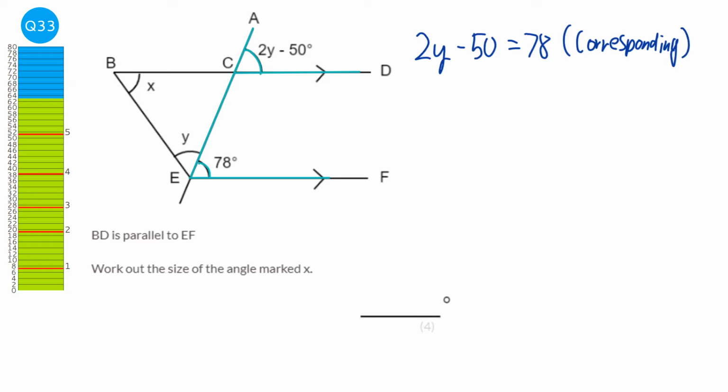Now here we've got an equation and we want to solve it. So we get our lines in. We go first of all add 50 to both sides.